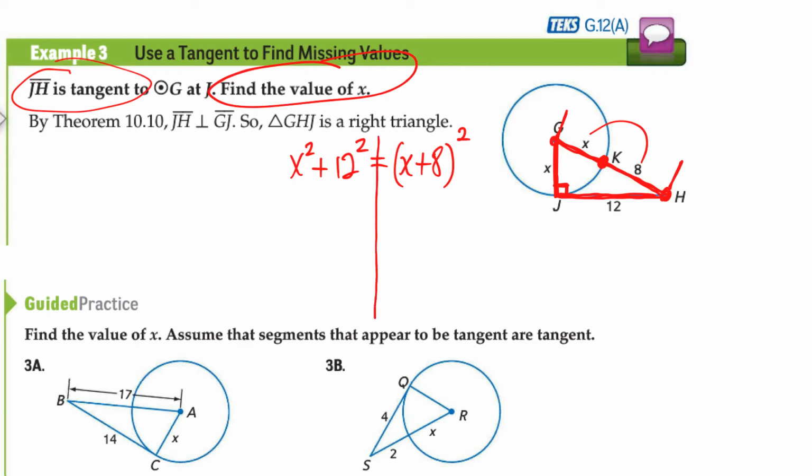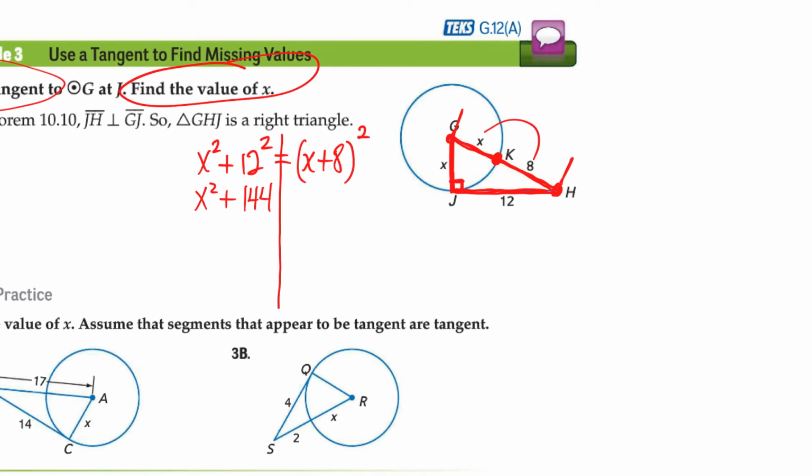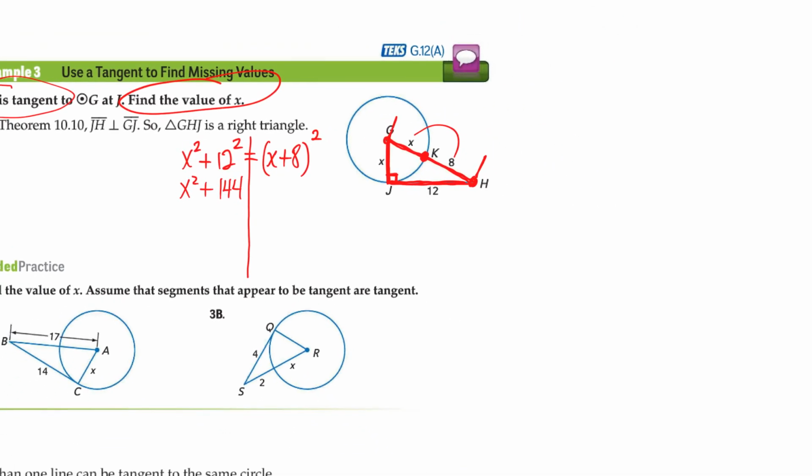All right? So there's the Pythagorean theorem, and now from here it's just algebra, solving for x. So we have x squared plus 12 squared is 144. Okay, what is (x plus 8) squared? About to take you back to algebra 1. x squared plus... it's 64.